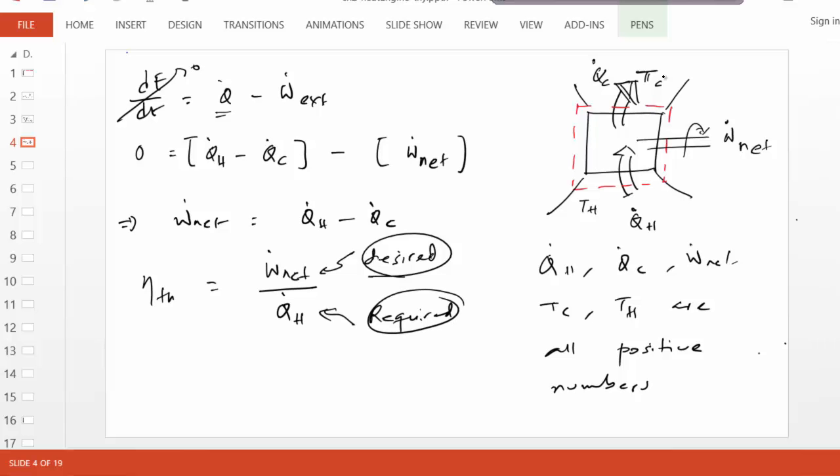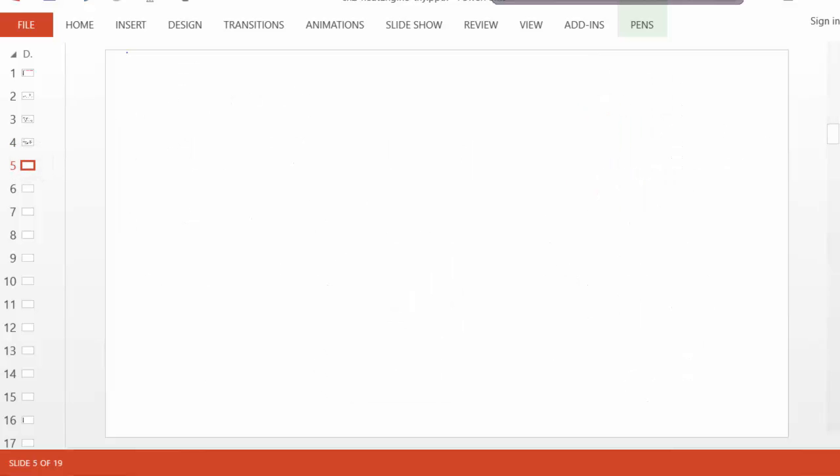Right? And what is Q dot C? Q dot C is actually called waste heat. It's just wasted. So this is the terminology that you've got to remember. If we substitute what we got for W dot net, we get an expression for the thermal efficiency. W dot net is Q dot H minus Q dot C, divided by Q dot H. So it's 1 minus Q dot C over Q dot H.